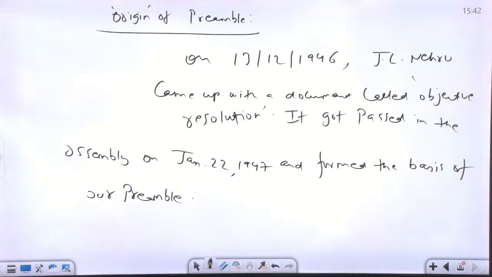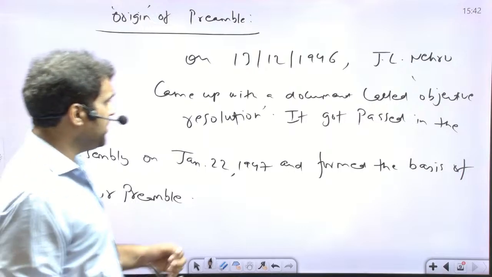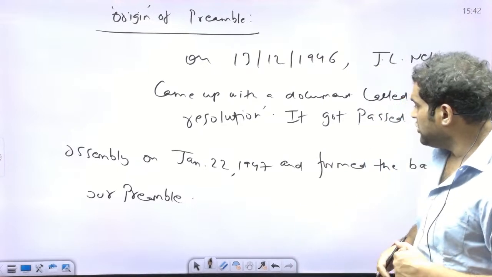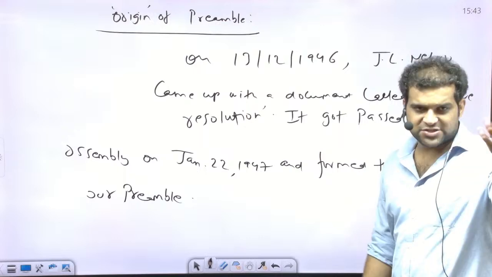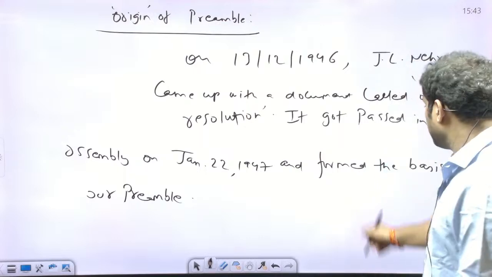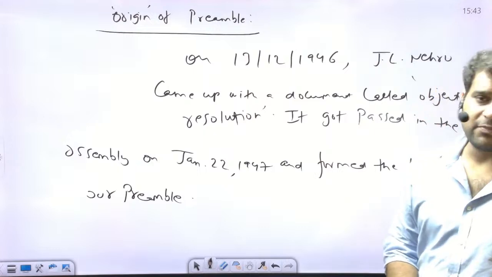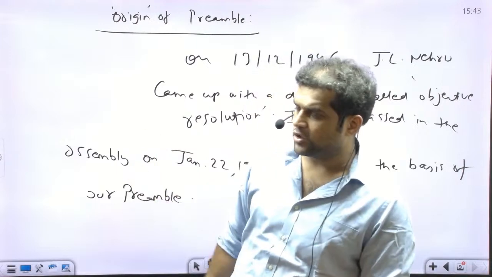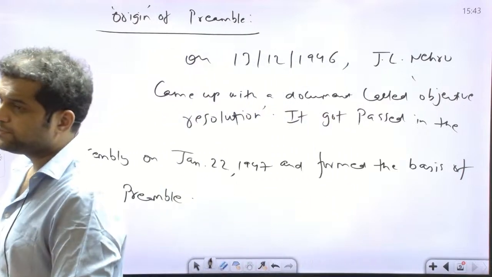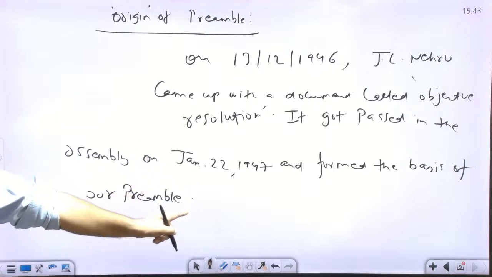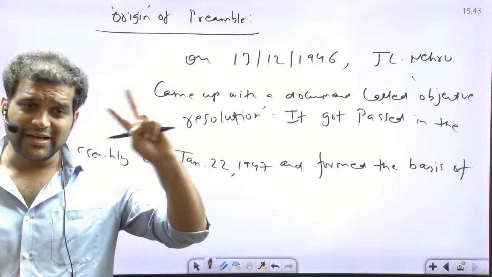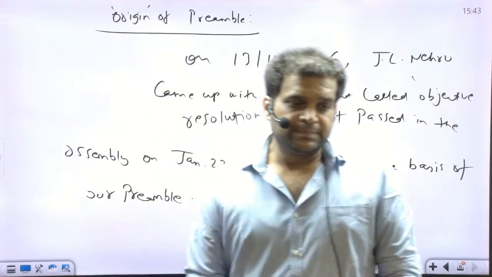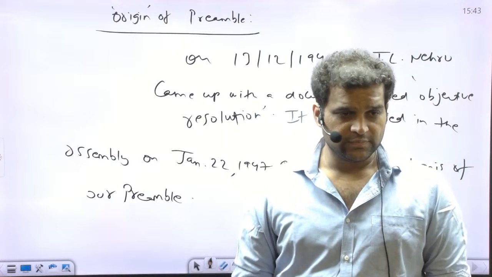On 13th December 1946, Jawaharlal Nehru came up with a document called the Objective Resolution. It got passed in the assembly on January 22, 1947. That means the next month. So the year changed, and it formed the basis of our preamble. So our preamble traces its history to the Objective Resolution. Yes or no? All right. Clear up to this point? So that's the second important detail that we have to keep in mind regarding the preamble.